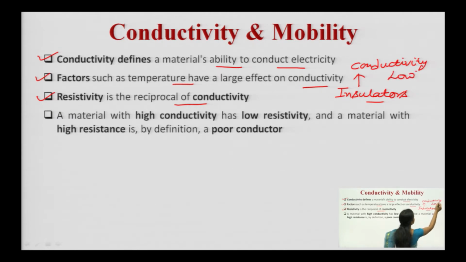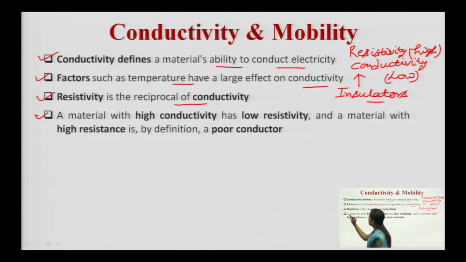Conductivity is low and resistivity is high. So, next point, a material with high conductivity has low resistivity, and a material with high resistance is by definition a poor conductor. It means insulators, which have a very high resistivity, are the poor conductors.